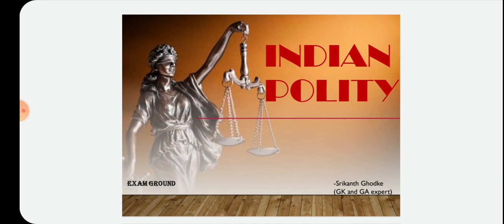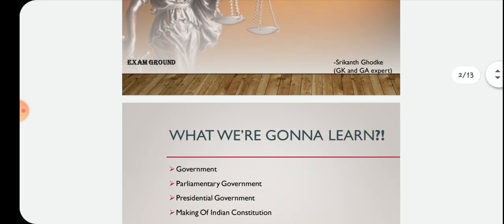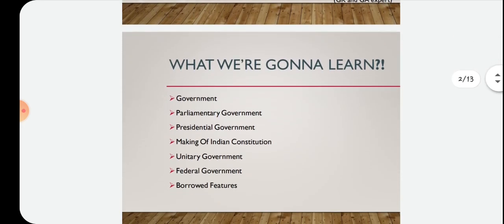Let's see what we are gonna learn today. Today we'll be learning about what is government, the parliamentary and the presidential forms of government, the making of the Indian constitution, that is the background or the history of the Indian constitution, and also about the unitary government and the federal government. It is just the expansion of parliamentary government and presidential government, which comes under the types of governments. Okay, and we'll also see the borrowed features.